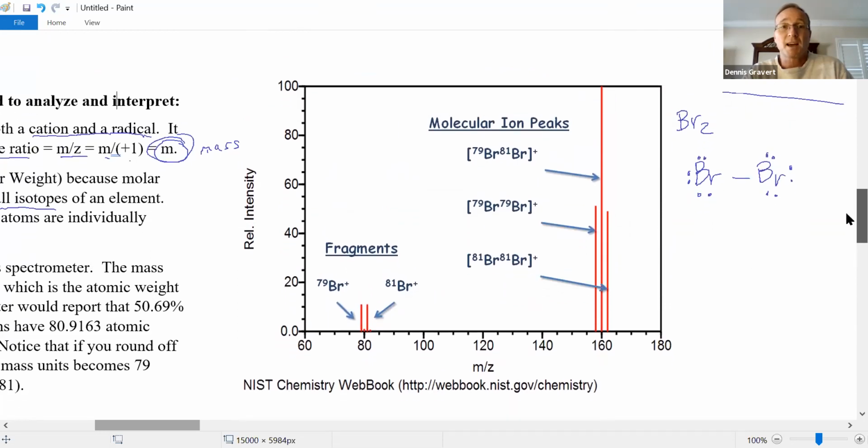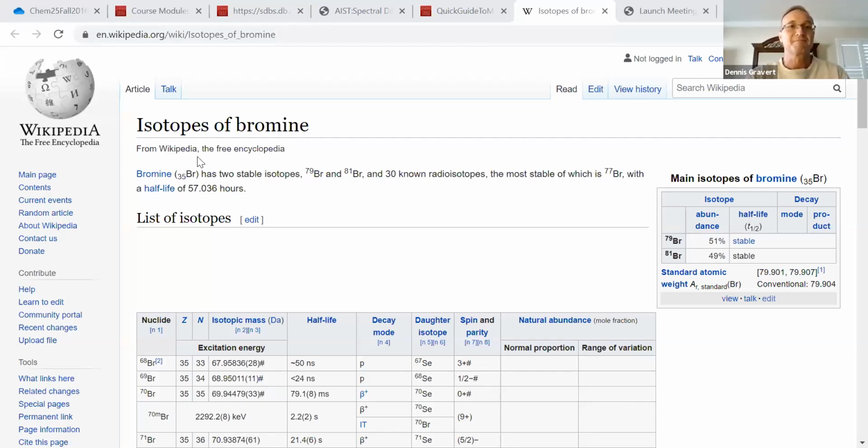But if you're measuring the mass in a mass spectrometer, you're not getting one peak, one value for the mass, you're getting 3. What's going on here? Well, you can go to another resource. I just used Wikipedia to list all the different possible isotopes for bromine. So the isotopes of bromine are right here. Here are the different types.